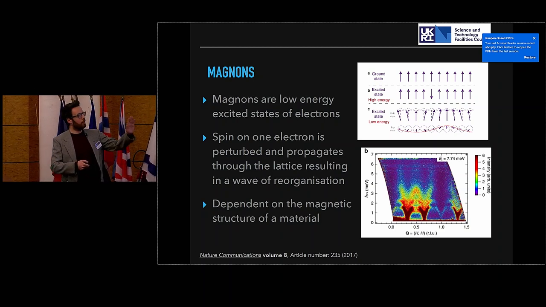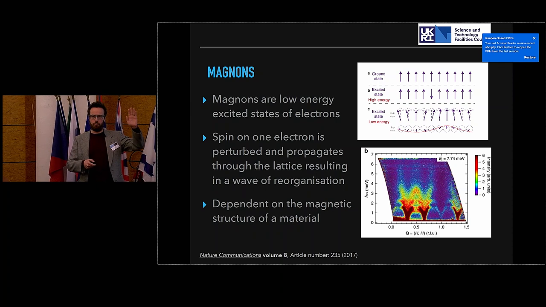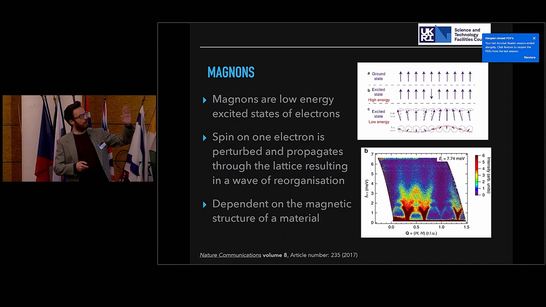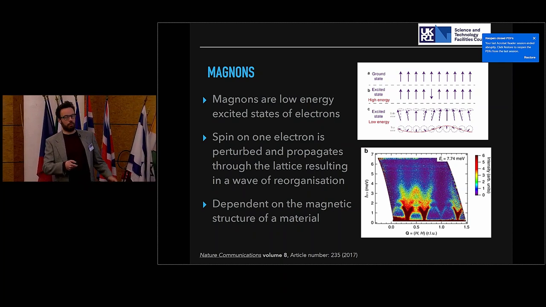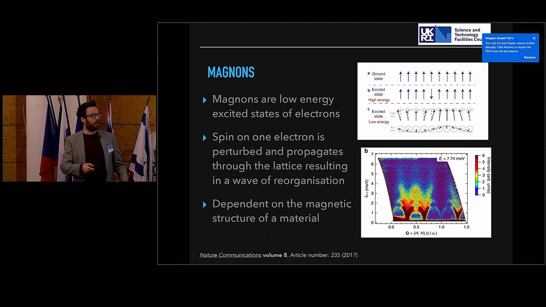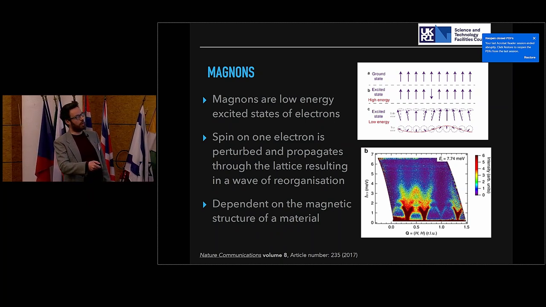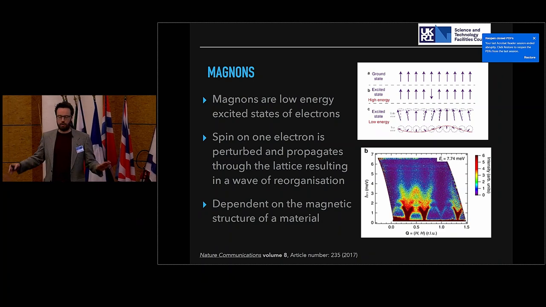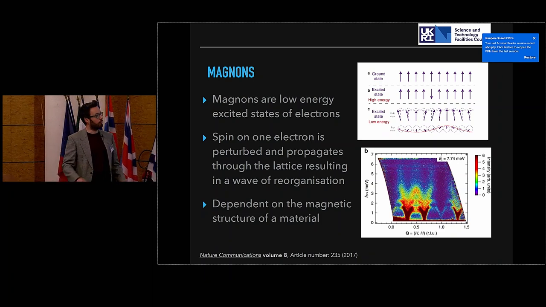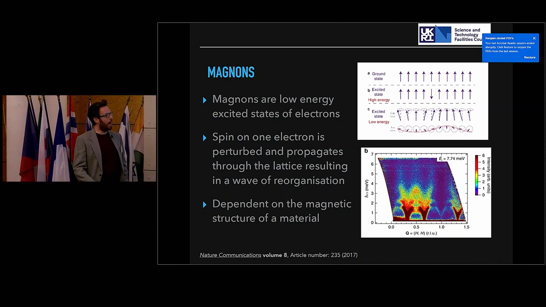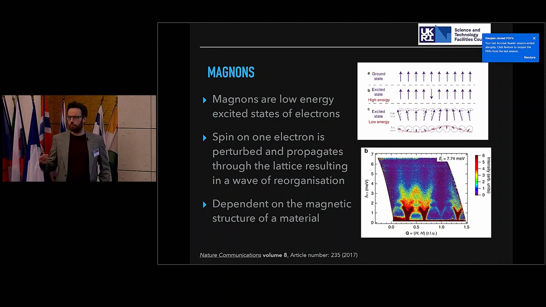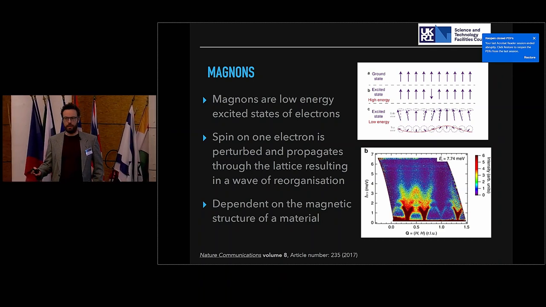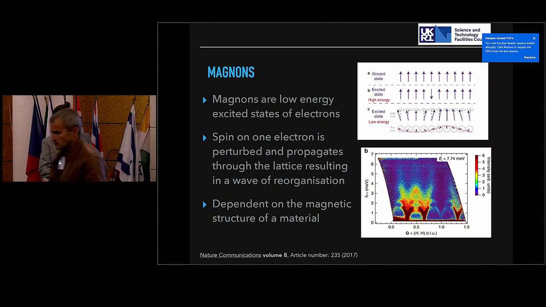So one of the spins moves slightly off axis, and then the rest of the spins in the material respond to that and move slightly off their axes too. You get these wave patterns of spins formed throughout the material, and that's what happens in a magnon. So when neutrons hit samples and result in magnon excited states, you can measure signals that look something like this.